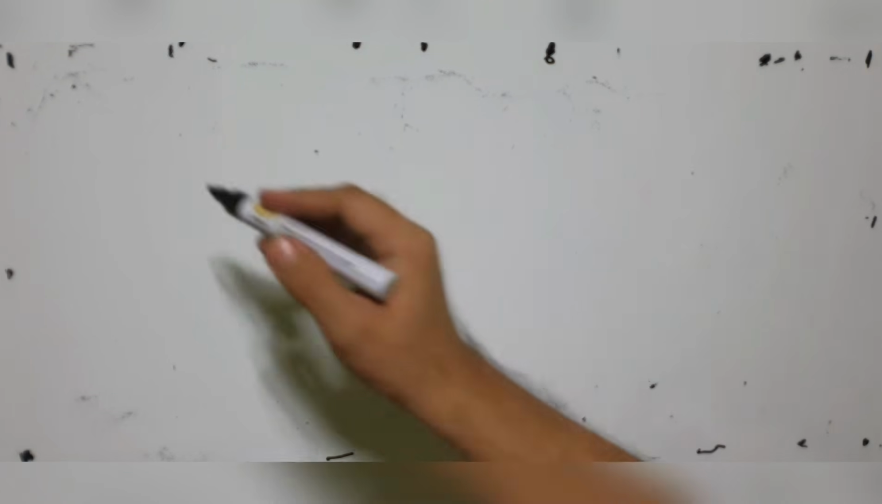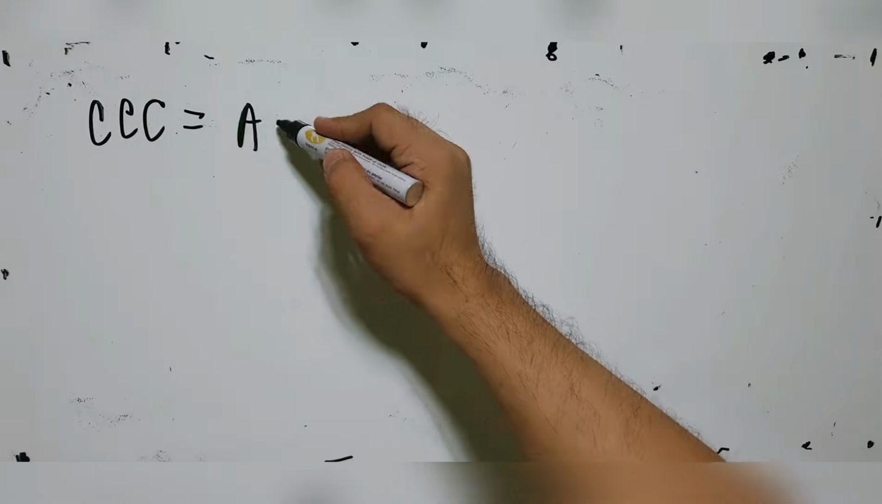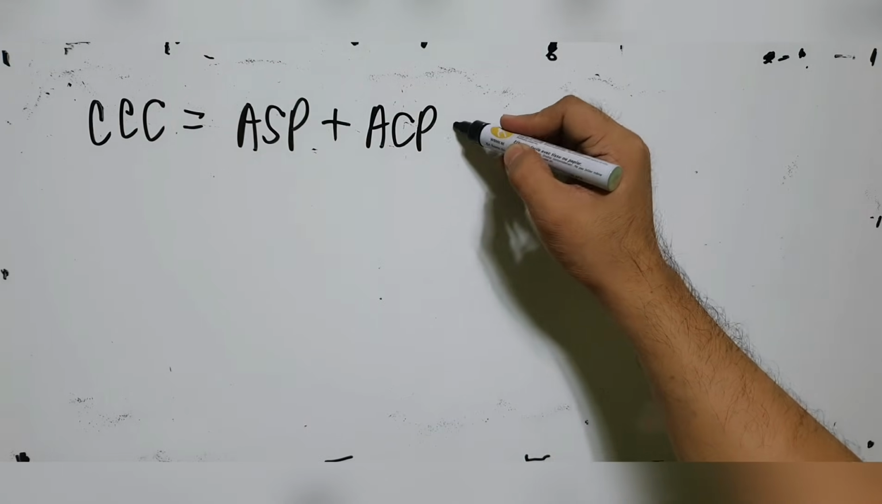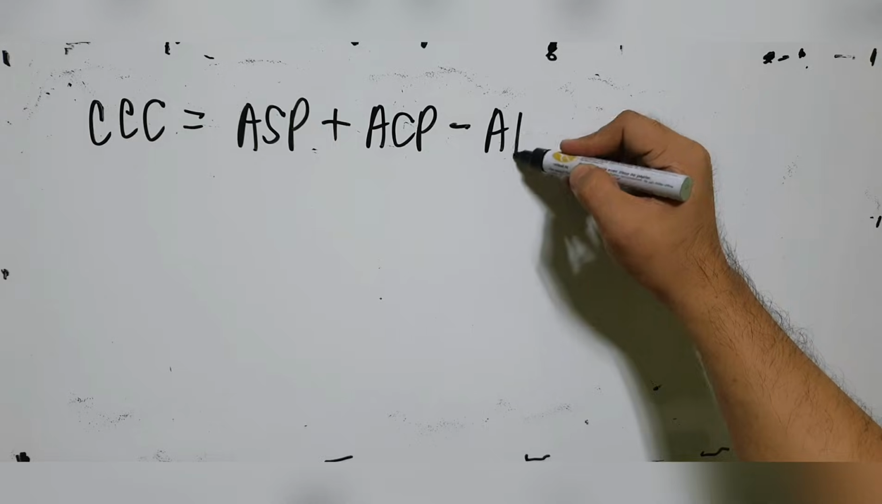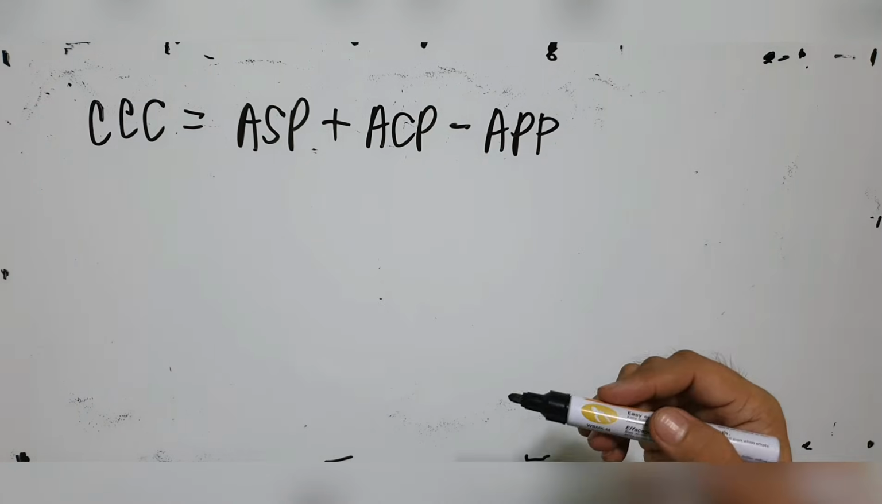Let's continue with number 2. We are asked for the cash conversion cycle, and that is equal to the average selling period plus average collection period minus your average payment period. Let's check kung anong meron tayo. As to average selling period, ang meron tayo ay inventory turnover. Ang inventory turnover ay 5.